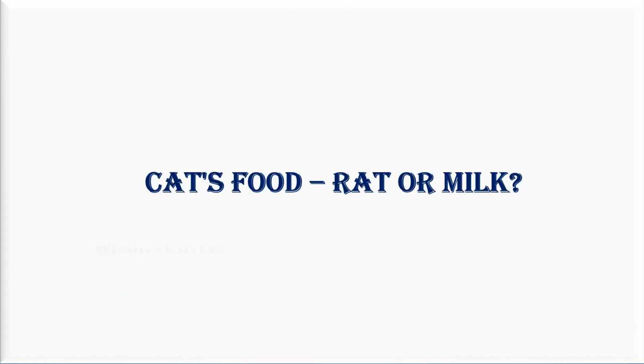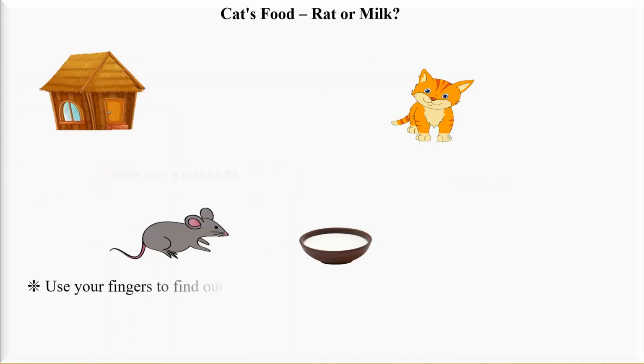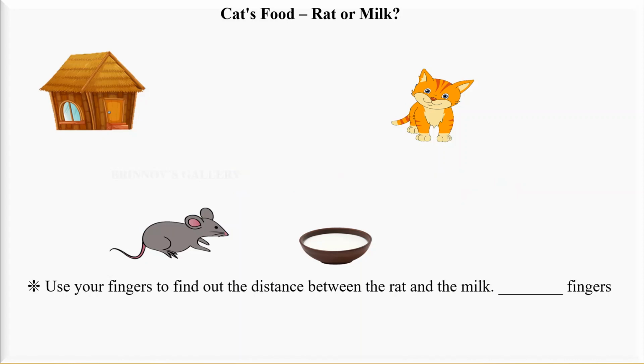Cat's food, rat or milk? Use your fingers to find out the distance between the rat and the milk. Answer: 1 finger. How far is the cat from the rat? Answer: 5 fingers. How far is the cat from the milk? Answer: 4 fingers.